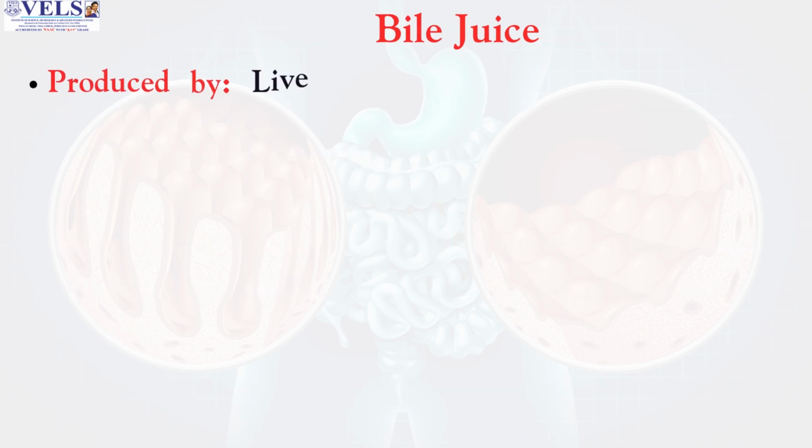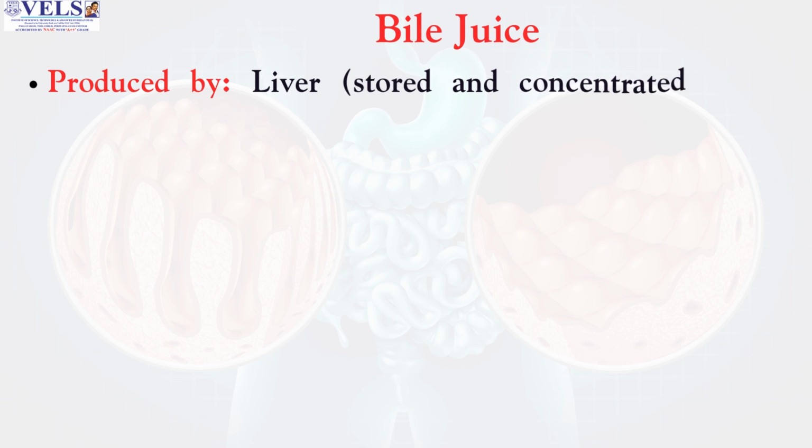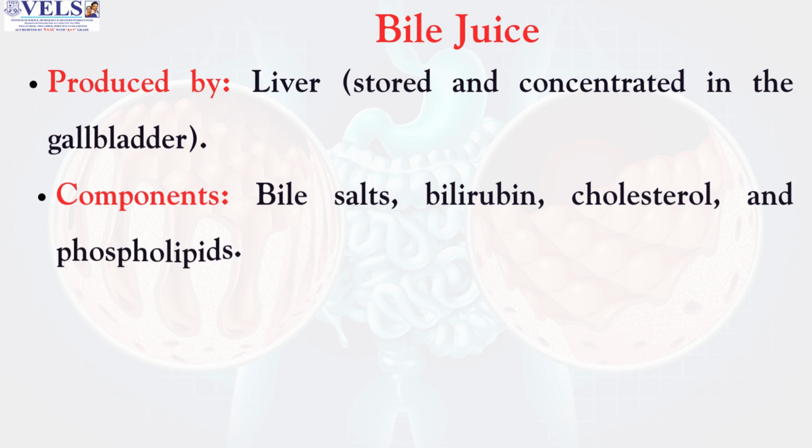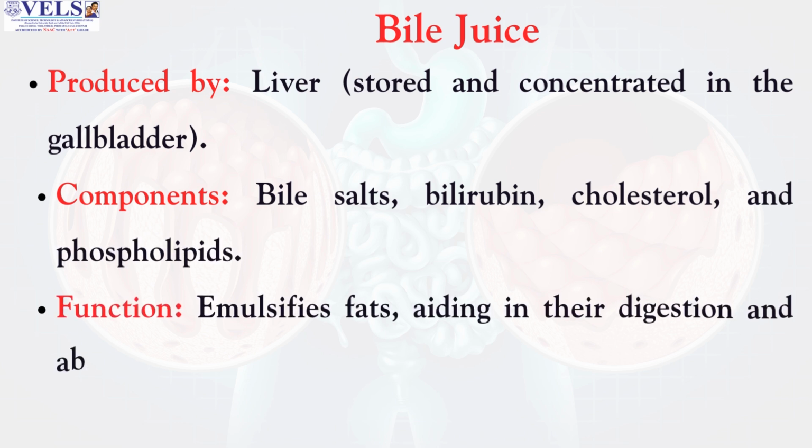Bile juice. It is produced by liver and stored in the gallbladder. Its components include bile salts, bilirubin, cholesterol, and phospholipids. Its functions include emulsification of fats, aiding in their digestion and absorption.